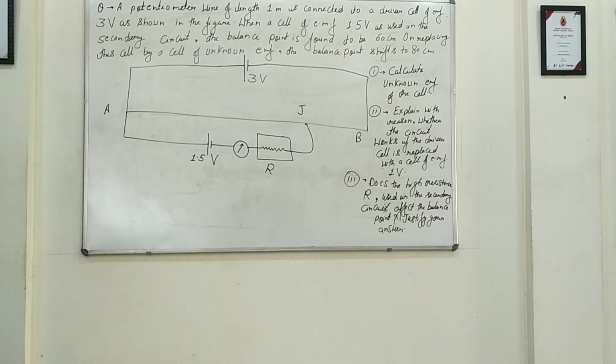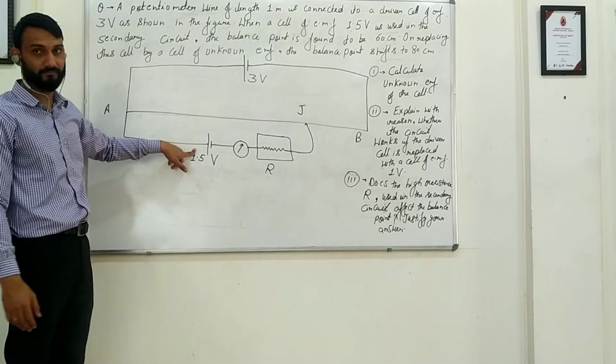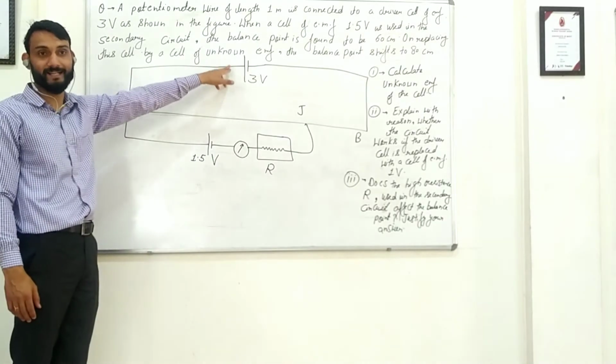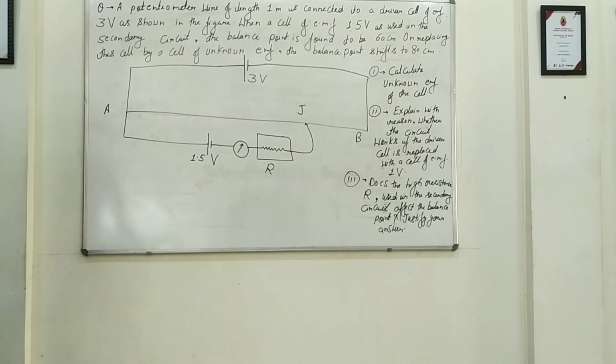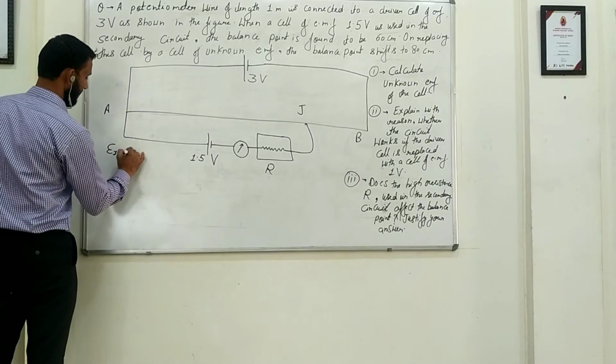whose wire is of 100 centimeter or 1 meter, is connected to a driver cell. Driver cell is this cell. So this is the driver cell and this is the primary cell. Okay, the driver cell is the one which provides the current to the potentiometer. So the driver cell has an EMF of 3 volt. When a cell of EMF 1.5 volt, you can see there a cell of 1.5 volt. So if I write this side as E1, E1 is 1.5 volt.